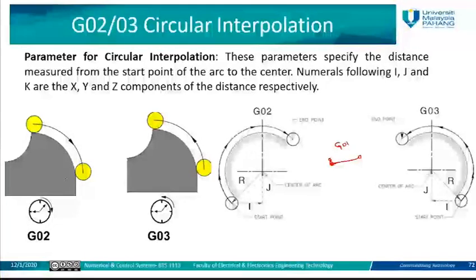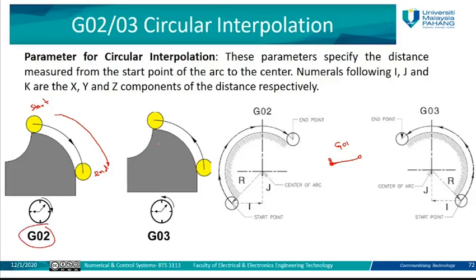Clockwise. G02 here will be used for clockwise, while G03 will be used for counterclockwise. When we say clockwise, that means it's the same direction as the clock. So for clockwise G02, this is the start point and here is the end point. It goes in this direction, so we call it clockwise. So we are going to use G02.